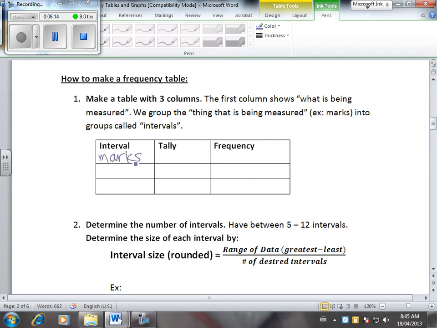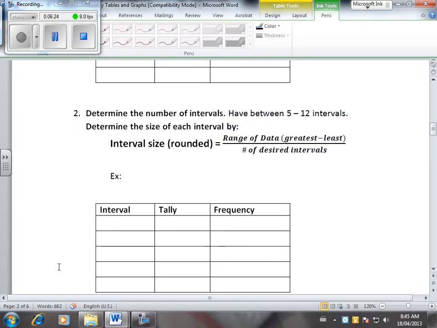And then we have a tally and a frequency. So the second thing we do once we make this table is we have to find out how many intervals we want. And usually we have between 5 and 12 intervals. Less than 5, it's hard to find something significant, or what we call statistically significant. And greater than 12 is just a lot of data to take in, and usually it's just too much to understand. So to determine the size of each interval, we have a formula.